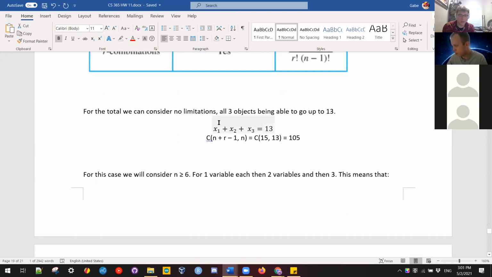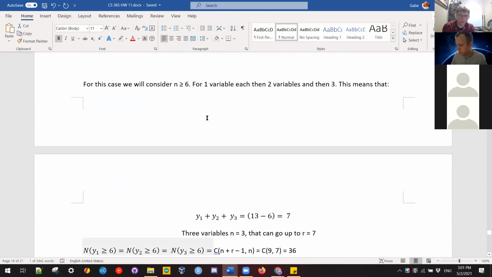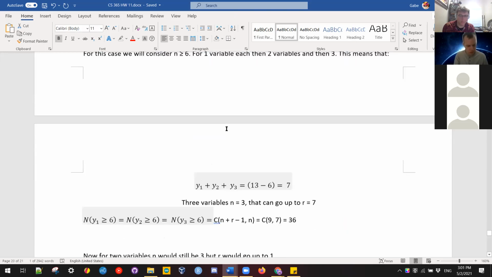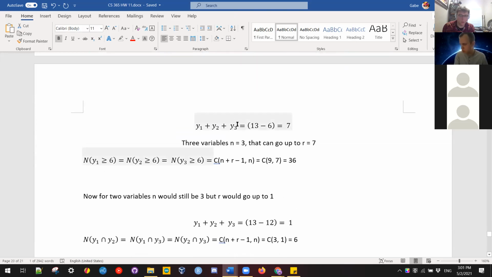Here I did the 3 objects, the total. This is our n, where we have all of these. R can go up to 13. We have n is 3 objects. We do this, we get 105. And then for the one where only one variable is greater than 6, I just put y because if it was x, that wouldn't make sense. So y is the 7 because we just subtracted by 6. So 3 objects can go up to 7, and you just do that.